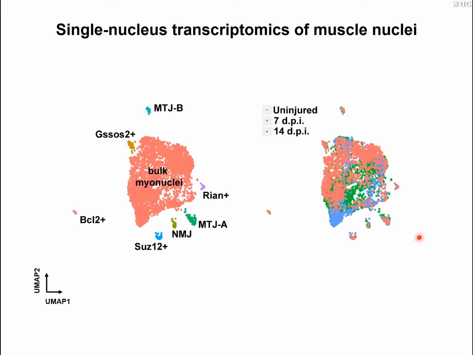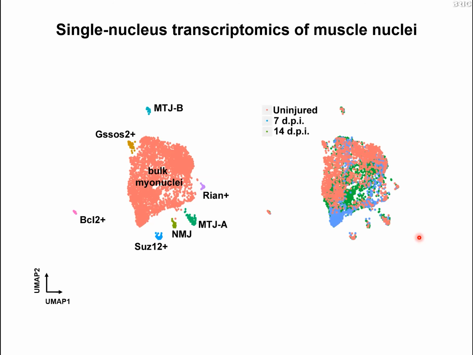And for those in the audience who are not familiar with this type of graph, basically one dot represents the average gene expression profile of a single nucleus. And if two dots are close to each other, then their transcriptomes are more or less similar. And if they are far away, then their transcriptomes are very different.